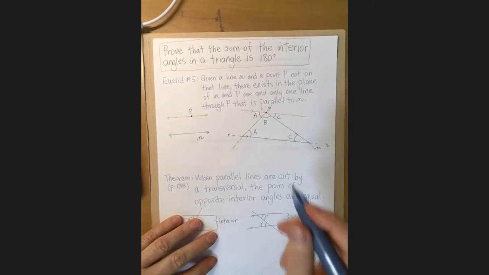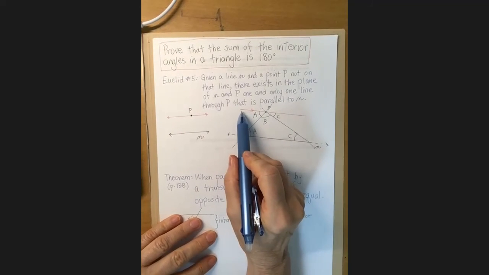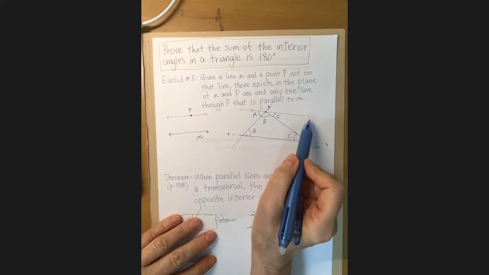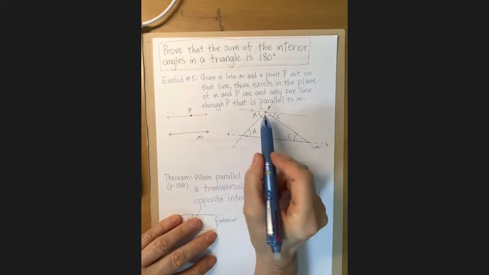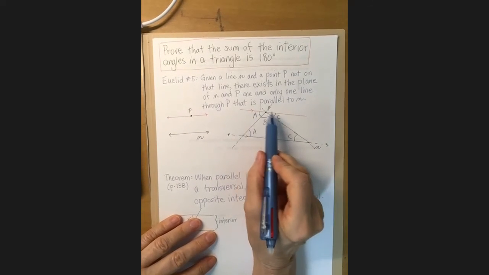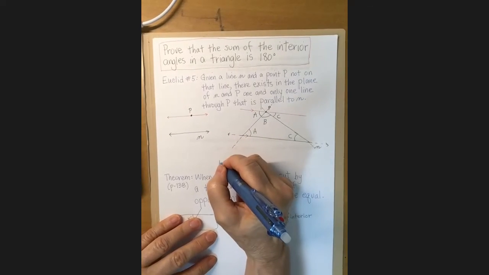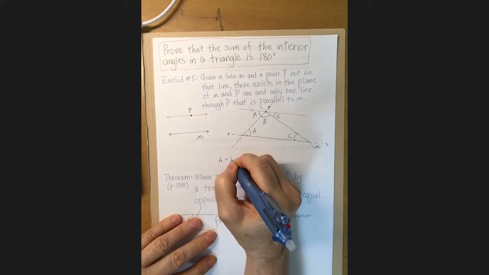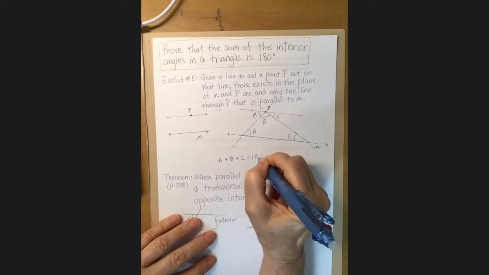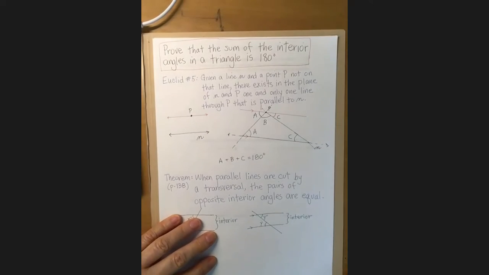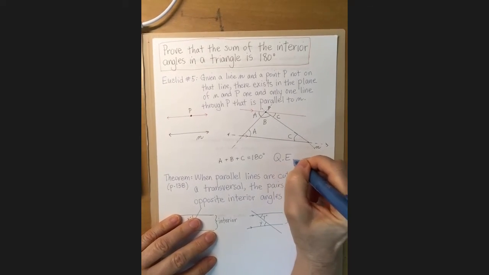And now you can see by Euclid, we know that this red line is a line. And we can now see that it makes a straight angle that's divided into 3 sections. So A plus B plus C equals 180 degrees. There, I proved it.